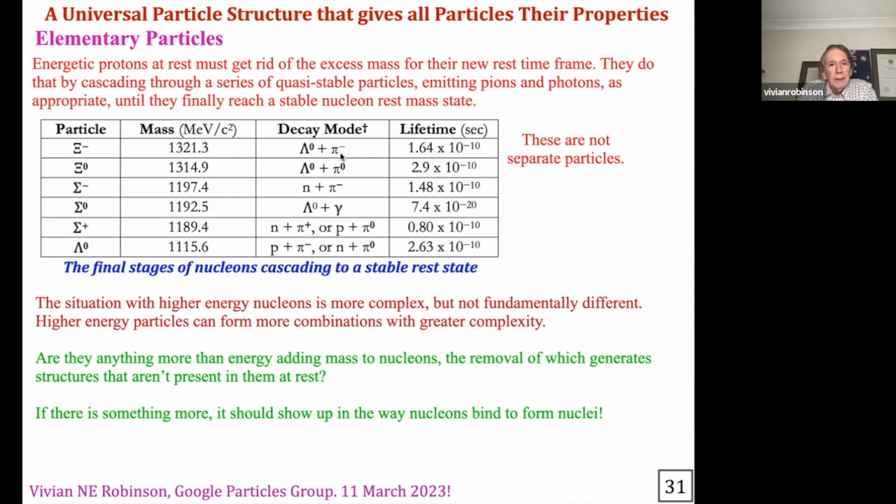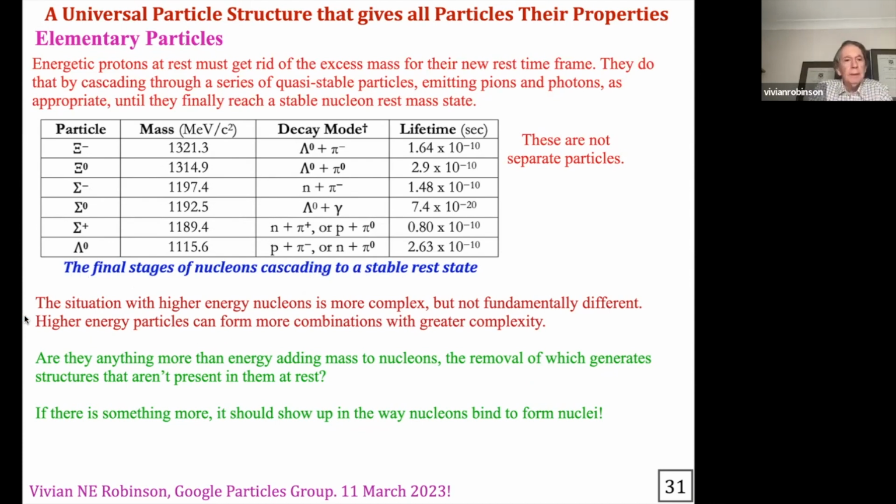This particle generates that plus a pion, this one, that plus a pion, a neutron plus a pion, and they're all generating pions. And what I respectfully suggest is, these are not separate particles. They are simply the final stages of nucleons cascading to a stable rest state.